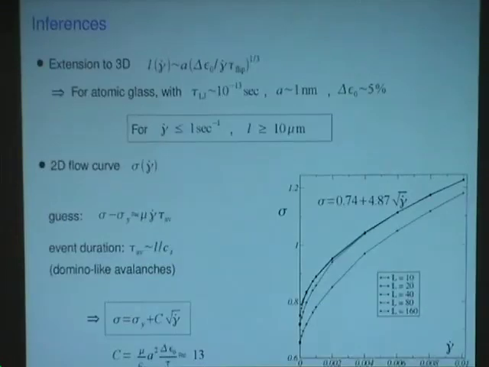So that was in 2D. The argument we use is an argument which is easily extendable in 3D. And you just have something with a power 1/3. If now you take data from reasonable values for an atomic glass, you find here that for gamma dot of order of second^-1, you have the possibility to have correlations between flips by these mechanisms up to lengths which are of order of microns or a few microns.